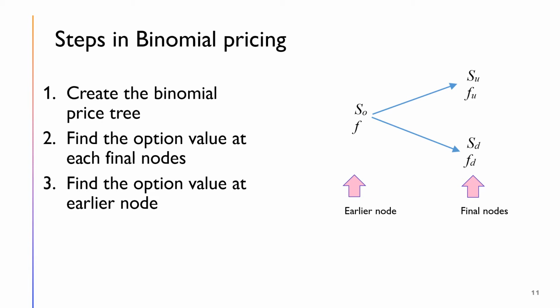Second, compare the SU and SD with the exercise price of the option and find the intrinsic value of the option at each final node. This means find the FU and FD. Third, from FU and FD, find the option value F at earlier node by using discounting methodology.